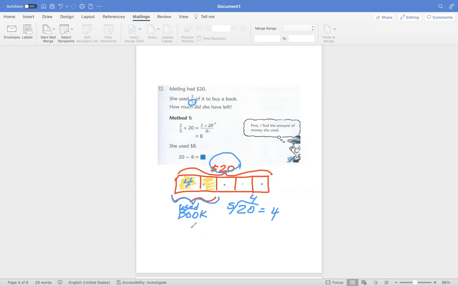So how much did she use for the book? That would be 8. This would be my remainder. How much does she have left? Well, 4 times 3 equals $12 she has left. This is actually my preferred method to do this because you probably won't forget. You could stop at what the book was like I did at the first one, but remember, what are we looking for? How much she has left. I like this method because it's a picture and we can see.